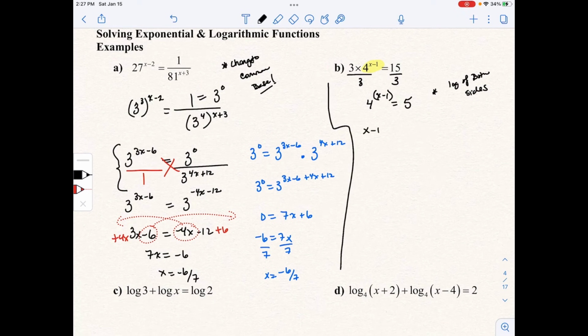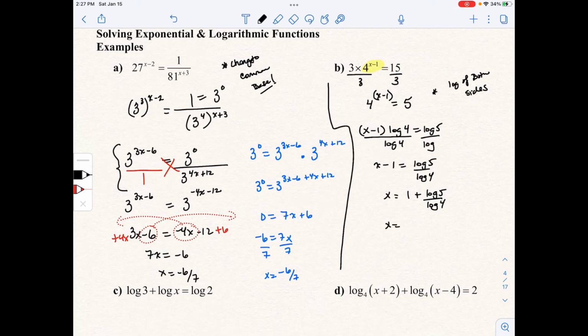And when I take this x minus 1 down, I need brackets, or it's technically incorrect. So we get x minus 1 log 4 equals log 5. And I could distribute that, x minus 1, or we can divide both sides by log 4. We get x minus 1 is log 5 over log 4. So x is 1 plus log 5 over log 4. And now that's my exact value.